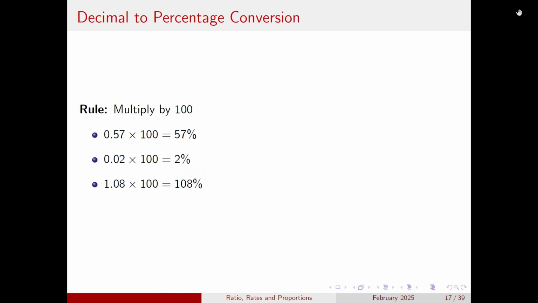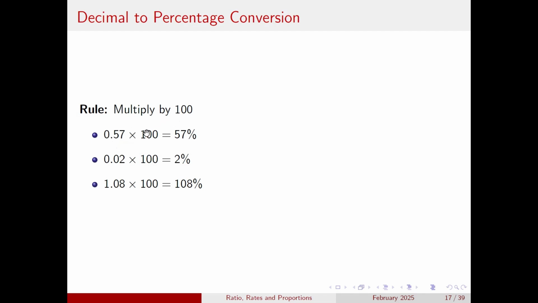To convert from a decimal to a percentage, you multiply the decimal by 100. Now, here we have 0.57. To convert this to a percentage, you multiply this 0.57 by 100. Therefore, if you check with your calculators, 0.57 times 100 is 57. And we have to add the percentage sign to show that this is a percentage. We are converting this decimal to a percentage.